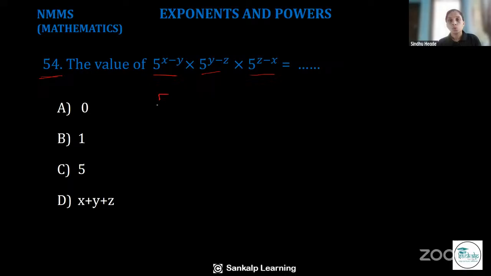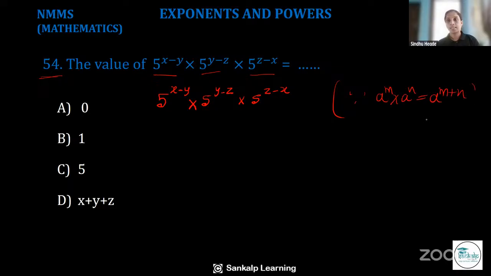Okay. So our given expression is 5 raised to x minus y into 5 raised to y minus z into 5 raised to z minus x. Look at their bases. All these three numbers contain the same base. So according to the rule, when they have the same base, we can take that base as it is and add all the exponents. The rule a raised to m into a raised to n gives a raised to m plus n. A similar rule follows here.